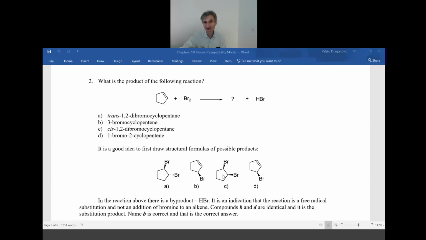A and C would be addition products. And actually, only A is reasonable. A would have been the correct answer if it was only cyclopentene plus HBr and no byproducts. You have just a question mark and nothing else. Then A would be the correct answer. C is not reasonable because bromine adds anti to give the trans product, so it cannot give the cis product.